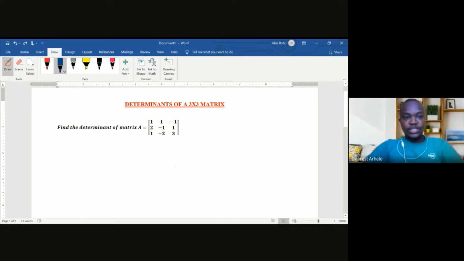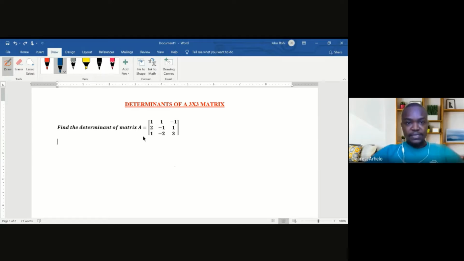In this video, we shall be looking at determinants of a 3 by 3 matrix. Now, here is matrix A, and these are the elements of matrix A. Now, to solve for a determinant of a 3 by 3 matrix, we have two steps.